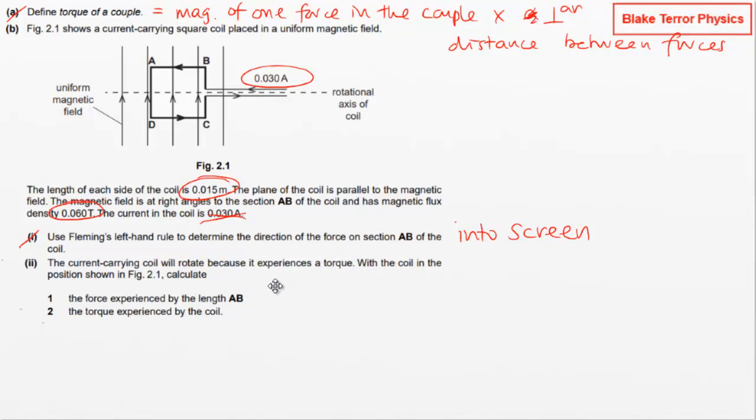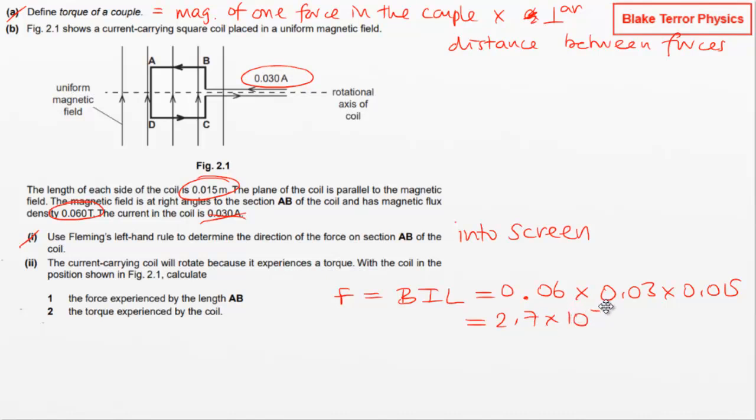With the coil in the position shown, calculate the force experienced by the length AB. Well, that's going to be B times I times L, which is 0.06, that's our flux density. Then we've got I is 0.03, and then we've got L is 0.015. Right, so that is 6 times 3 times 1.5 is 27 times 10 to the minus 6. So 2.7 times 10 to the minus 5 newtons.